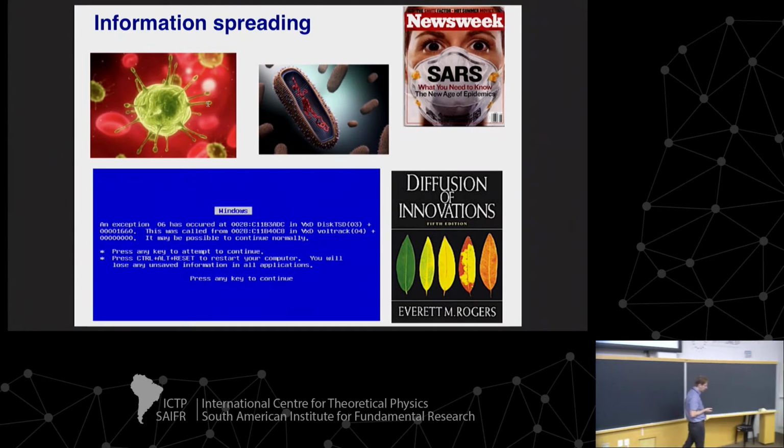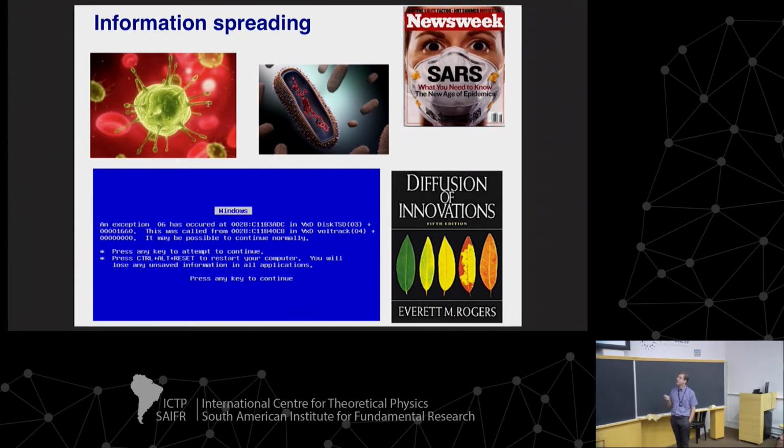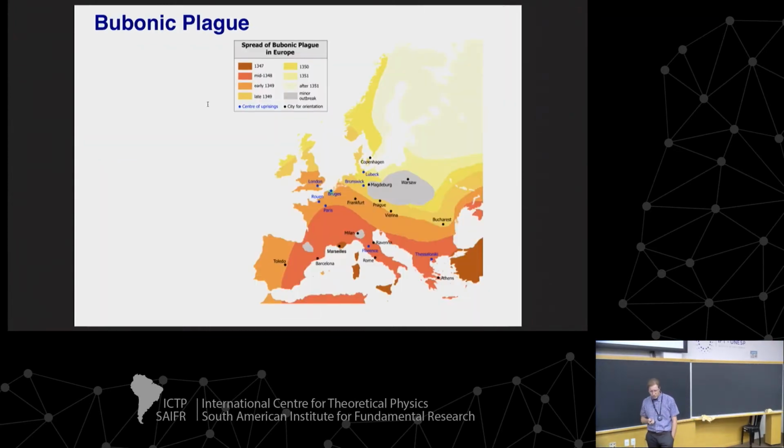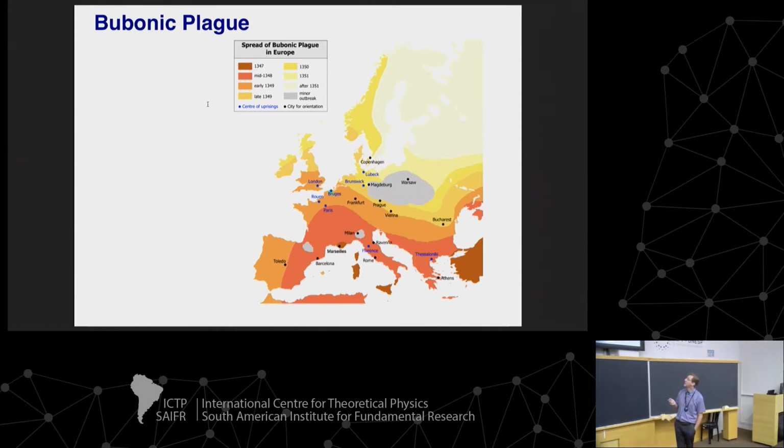And another important dynamical process which I will consider today is epidemic spreading. With epidemic spreading, you can model, for instance, the propagation of virus, bacteria, and also ideas, okay? So just to make a comparison, here we have the evolution of the bubonic plague in Europe.